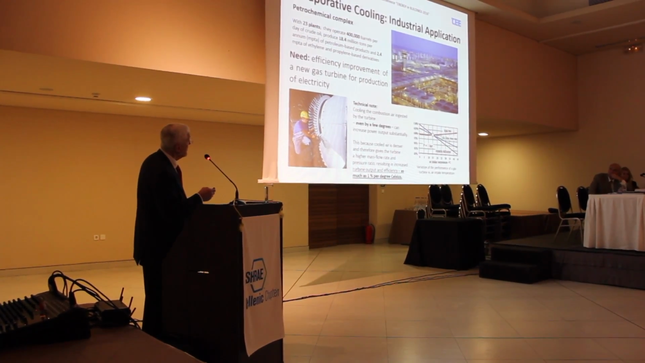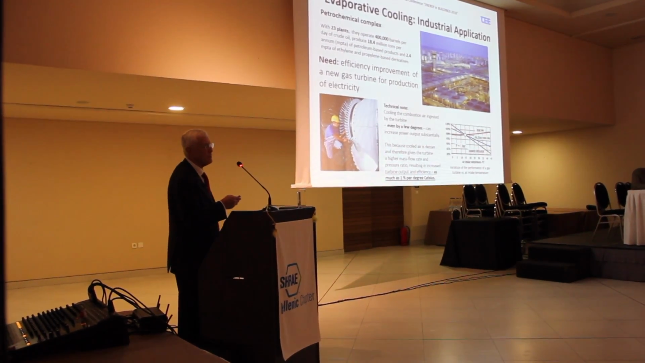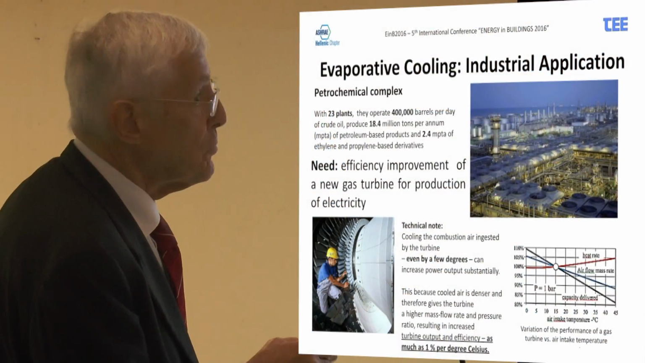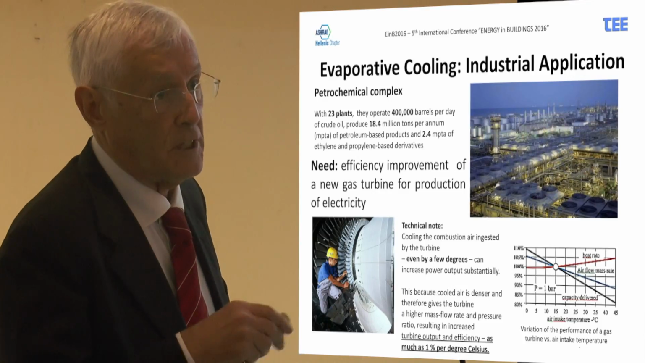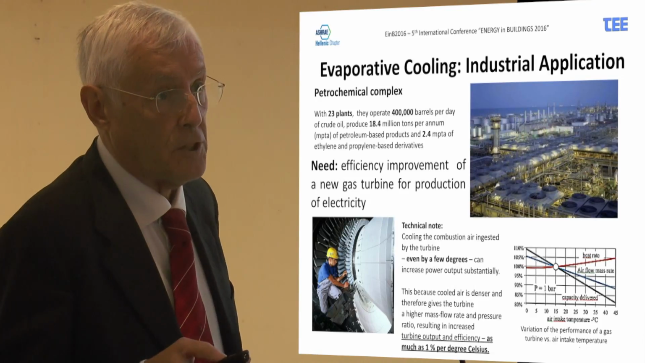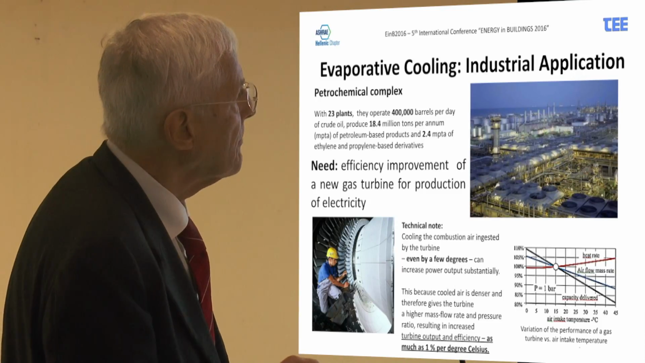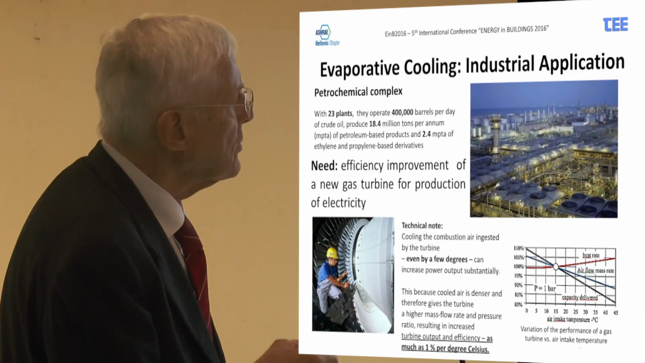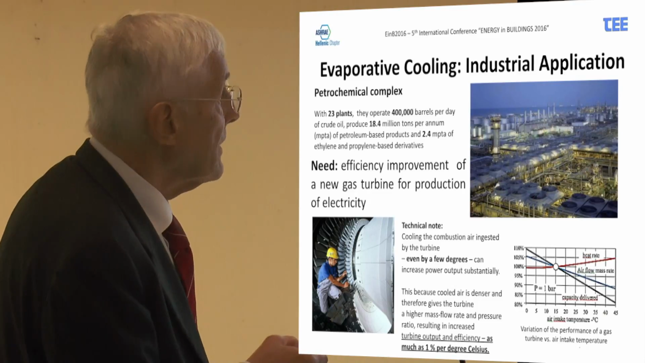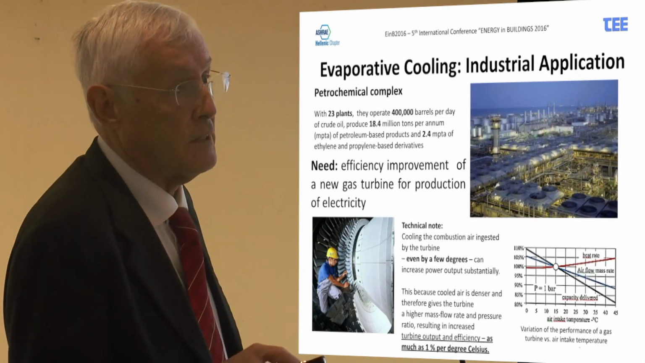Industrial application. In this case, we are in a very big petrochemical station where they produce electrical energy with a turbine. The energy in a turbine is proportional to the mass of air which is introduced into the turbine, and the mass of air is, of course, decreasing with the increase of temperature. So in order to keep the efficiency of the turbine high enough, with adiabatic cooling it is possible to pre-cool the air before entering the compressor of the turbine. In this case, it is possible to save 1% of energy per each degree centigrade of temperature.